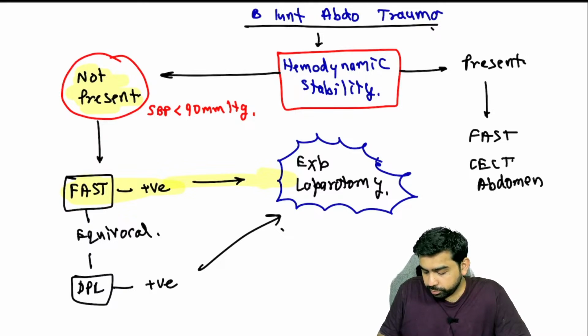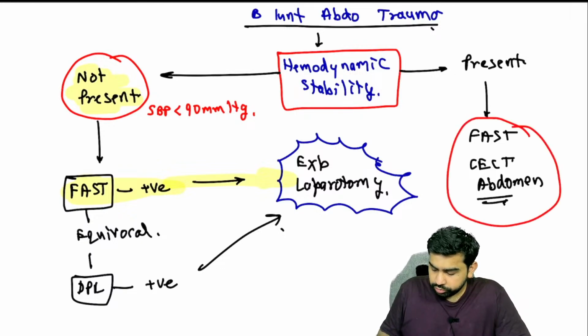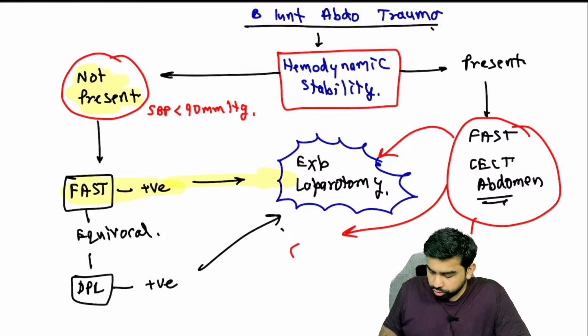Okay, so you have to perform a FAST, you have to perform a CECT abdomen, and based on the results of this, you decide whether you have to take the patient for an exploratory laparotomy or conservative management. You understand my point?